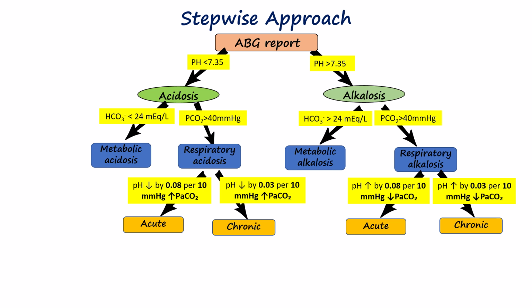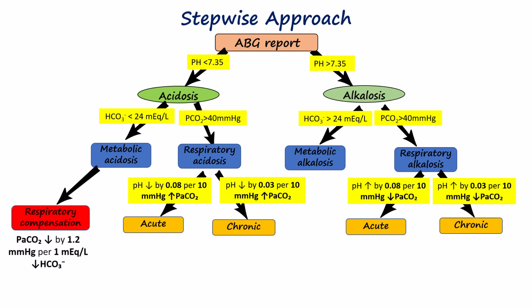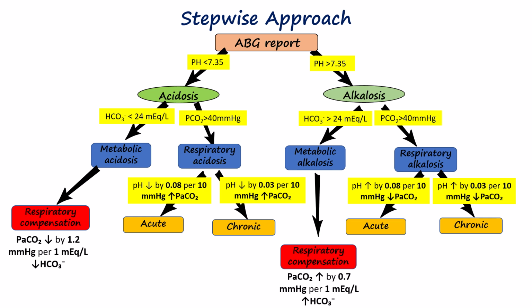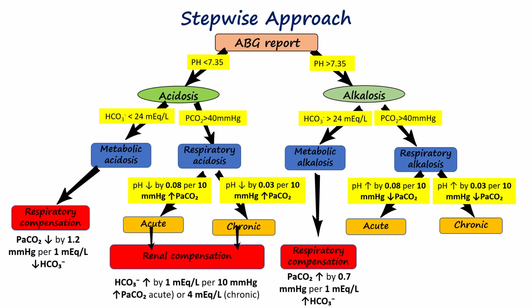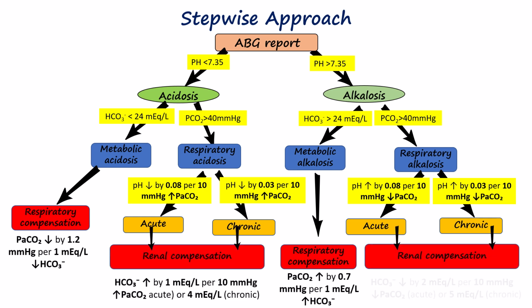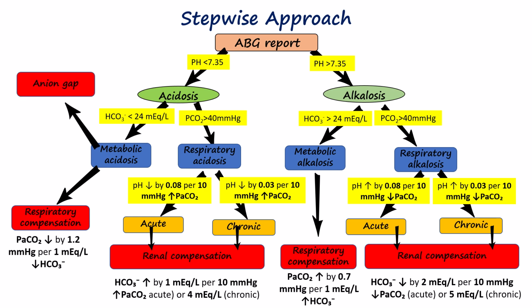Next, we assess whether the compensation is appropriate. If it is not, that might point to a mixed disorder. Keep in mind, respiratory disorders are compensated by kidneys adjusting bicarbonate, while metabolic disorders are compensated by lungs adjusting carbon dioxide through changes in breathing. And if you are dealing with metabolic acidosis, we calculate the anion gap to figure out what kind of acidosis it is. We'll go deeper into each of these steps later in this video.